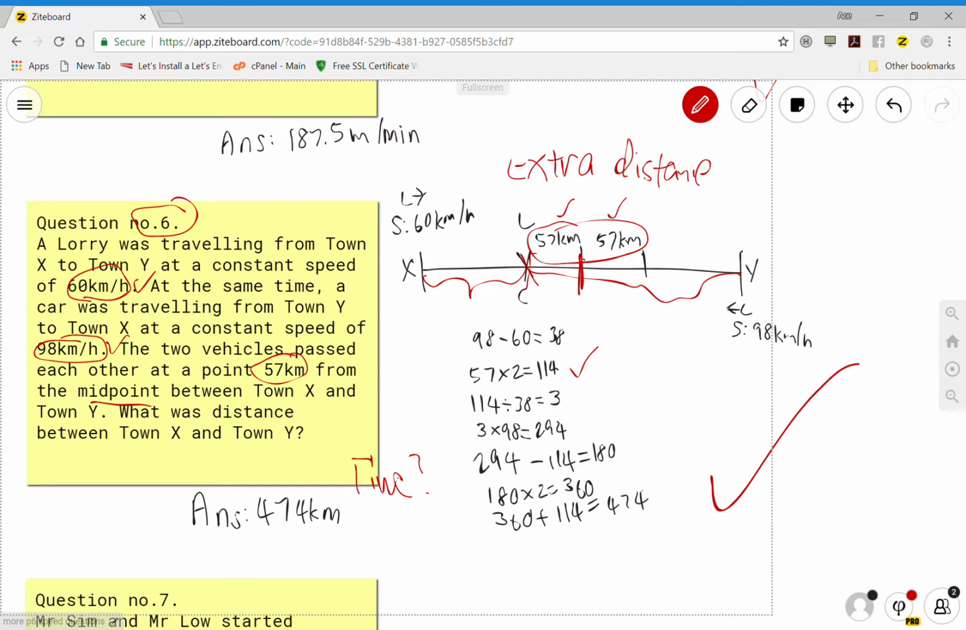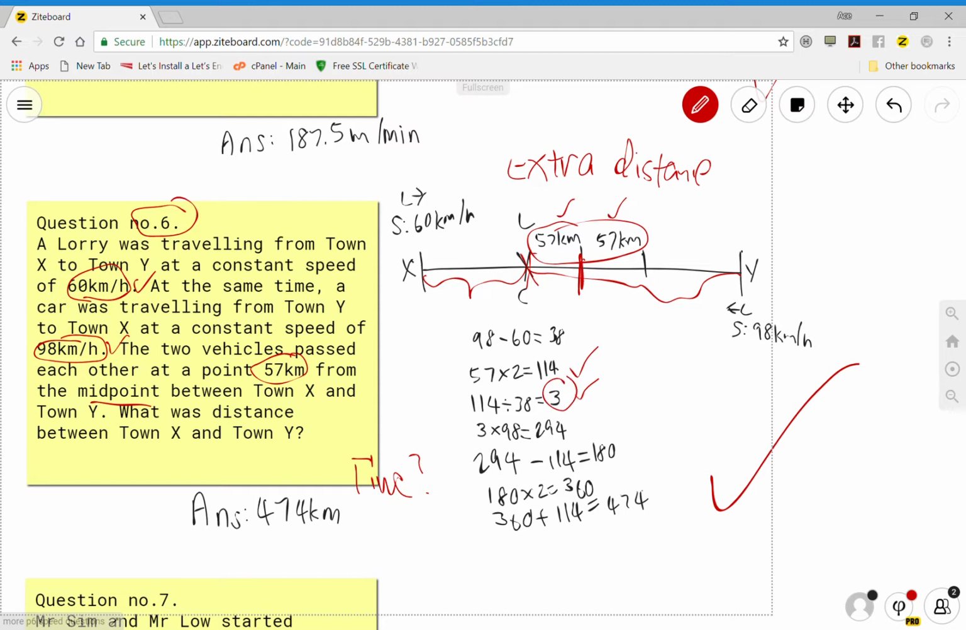So the next step is something that you do only when you know about the extra distance and extra speed. So you take 114 divided by 38. Normally you wouldn't do that unless you know that you can calculate this. But when you take 114 divided by 38, can you tell me what this 3 is? What does the 3 represent?